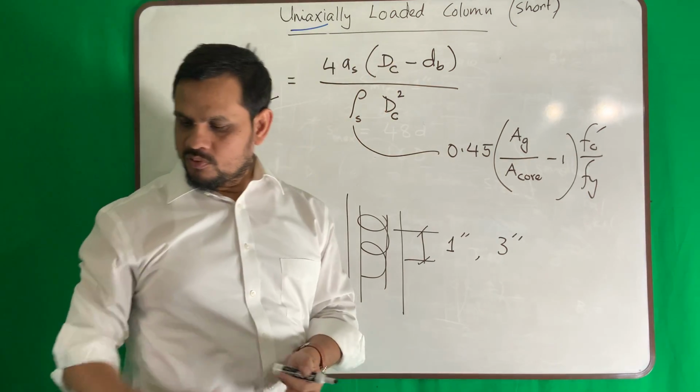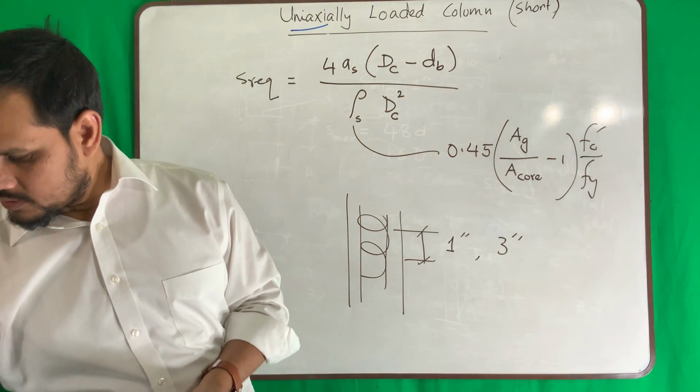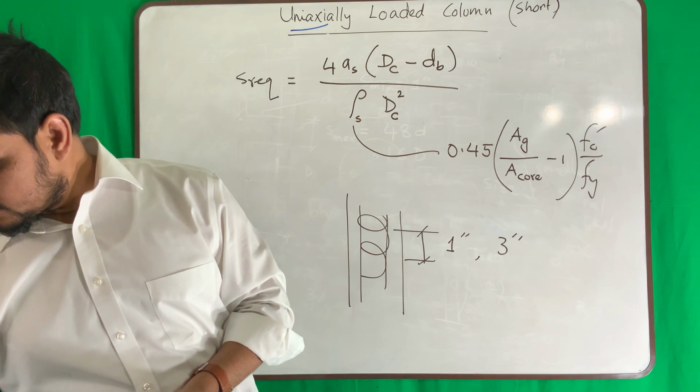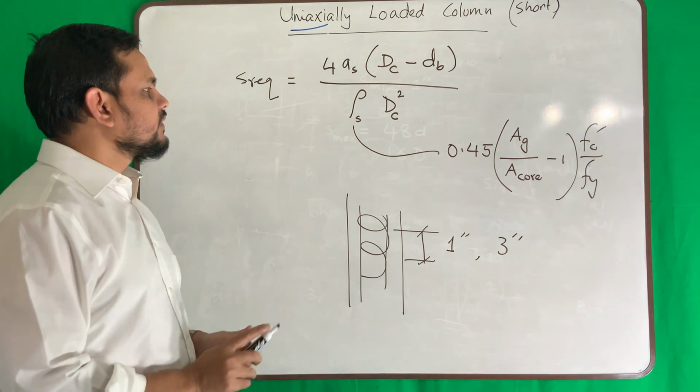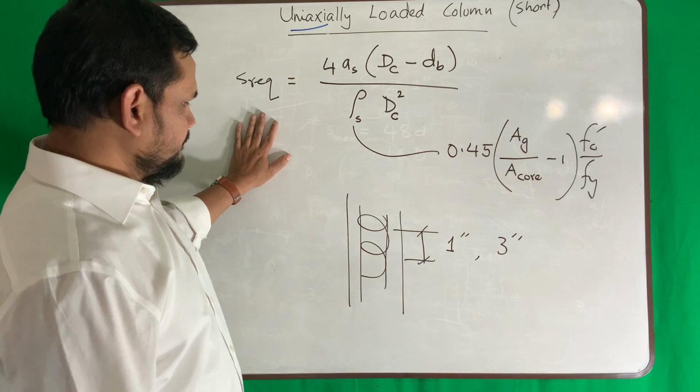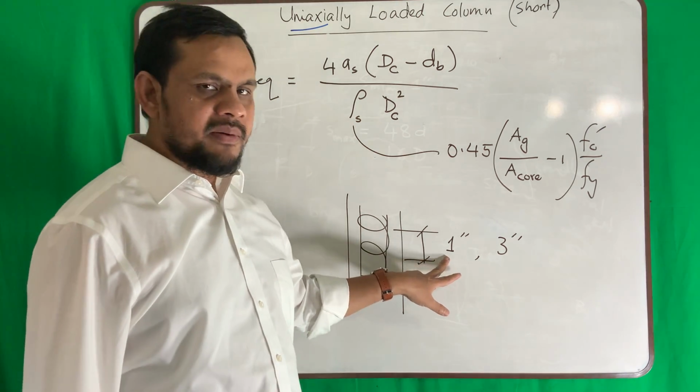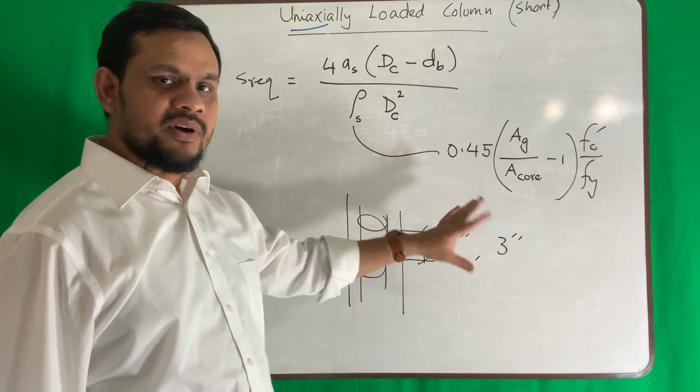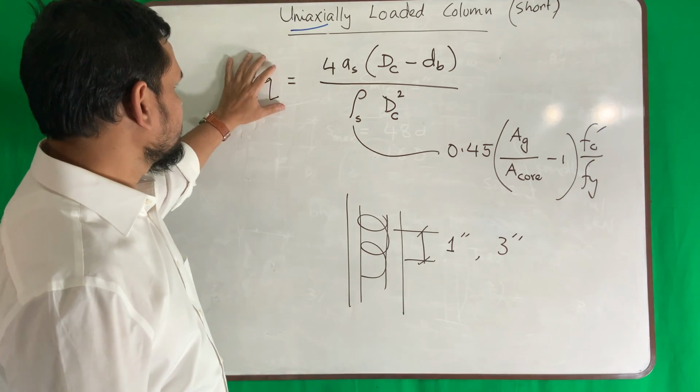Let me check with your book whether I am using the right equation or whether I made any mistake. Okay, there is no mistake. Now I'll go one by one. So minimum is 1 inch, maximum 3 inch. What is the required based on this equation?